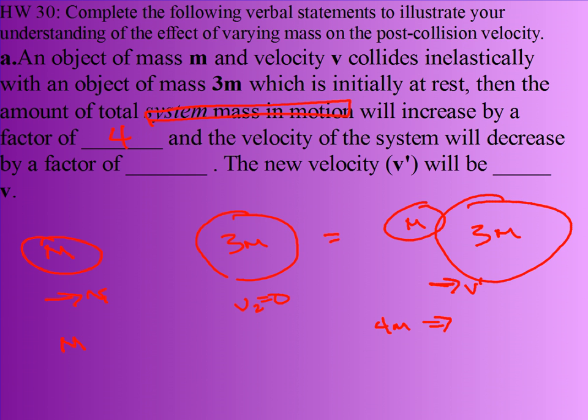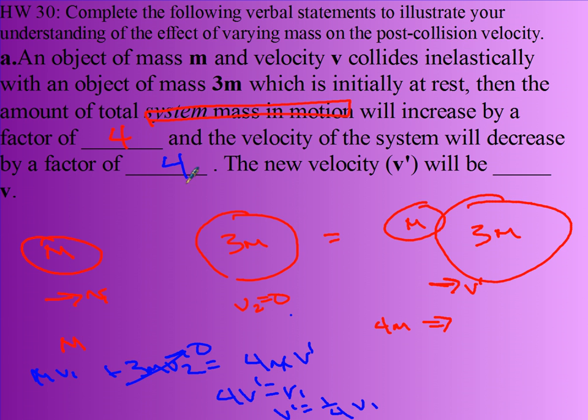Now, let's find the velocity. Let's just read off our conservation of momentum. m v1 plus 3m v2 is equal to 4m times v prime. Now, v2 is 0. Masses cancel. So 4 v prime is equal to v1. So the velocity of the system has to decrease. Let's find out by how much. v prime is 1/4 v1. It has to decrease by a factor of 4, and the new velocity is going to be 1/4 of v1.